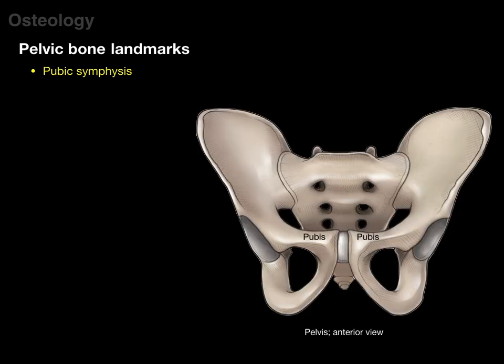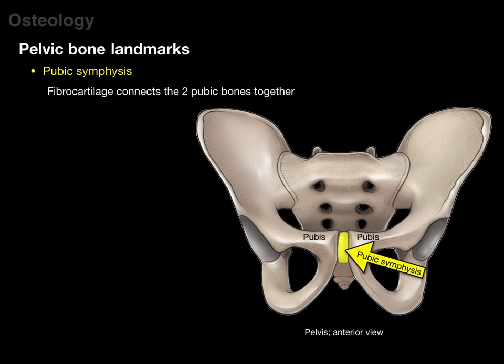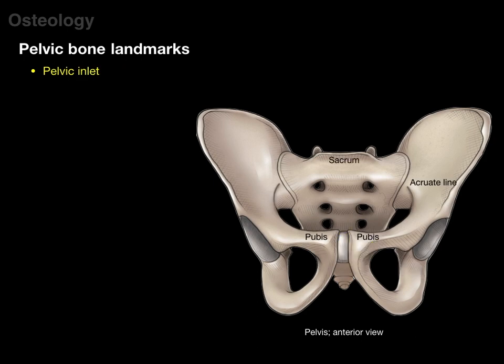The pubic symphysis is a band of fibrocartilage that connects our two pubic bones together right there. It's the pubic symphysis. Next is our pelvic inlet. This is a region at the very top between the sacrum arcuate line. It's the superior aperture to the pelvis, and it's between the sacrum arcuate line, the pubic bones, all the way back to the sacrum. And this is the communication between the abdominal cavity into the pelvic cavity.